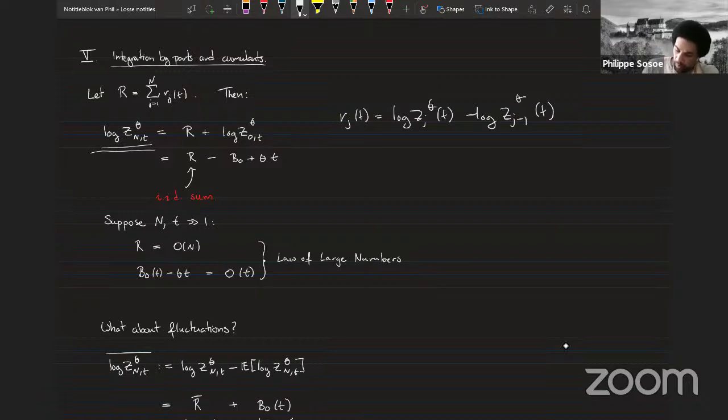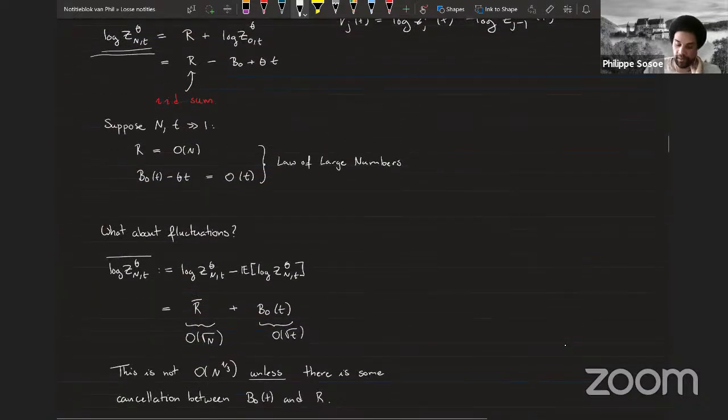But what we're interested in is not this law of large numbers, which follows basically immediately from the classical law of large numbers, but rather the fluctuations. What's the size of log Z_{n,t}(θ) when we center it by its expectation?